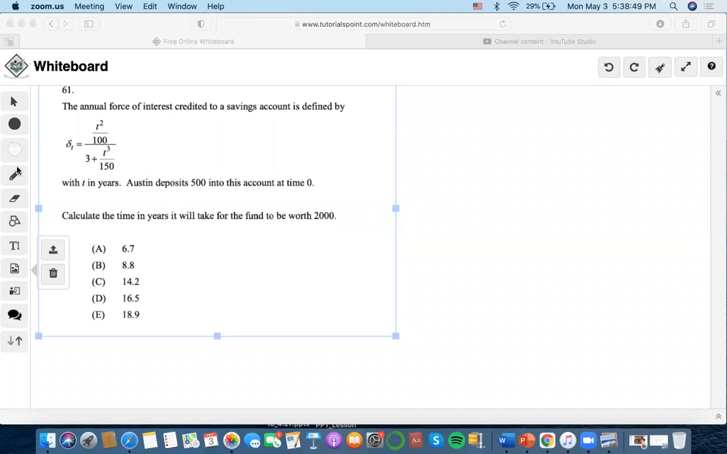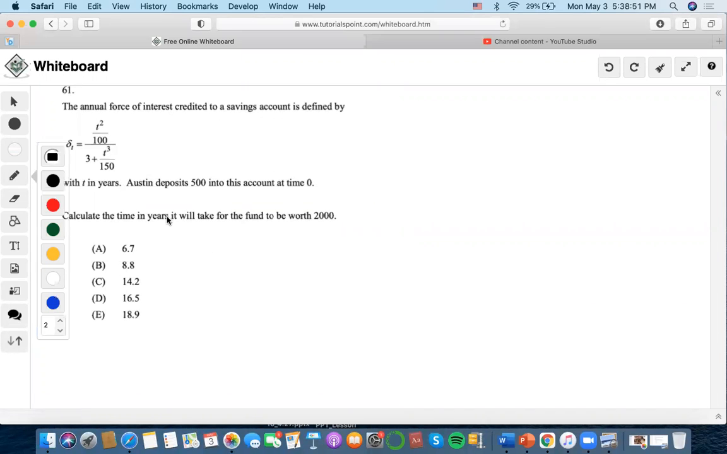Okay, so for this one. The annual force of interest credited to a savings account is defined by this, with T in years. Austin deposits 500 into his account at time 0. Calculate the time in years it will take for the fund to be worth 2,000. So we need to find what T equals.